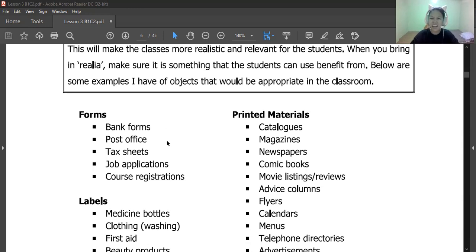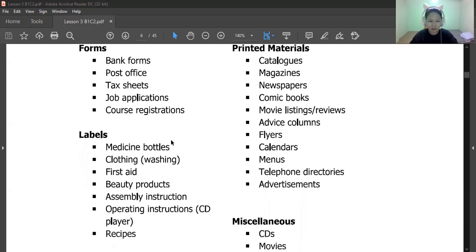Post office, task sheets, it's about job applications, or you make them write letters, application letter for when they apply to college, or application letter when you apply for a job, or even course registrations. Meron ding labels like medicine bottles, it's clothing. So what do you think about the clothing? Is it okay to have it washed inside a washing machine? So you are igniting the use of the target language while at the same time using realia that is relevant to the students, something that they will encounter in real life.